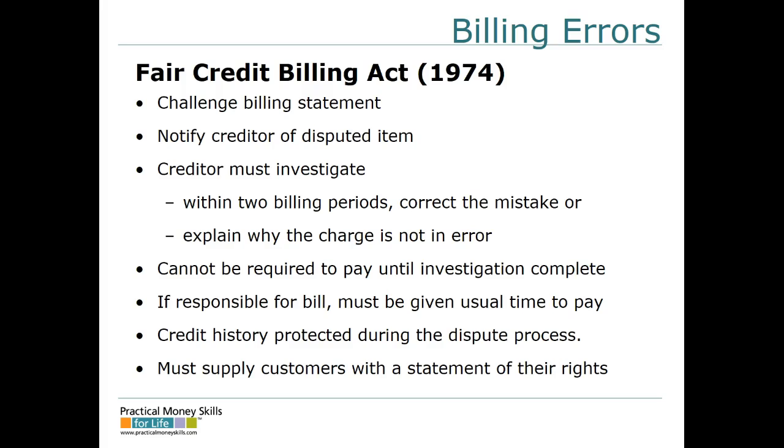Most of the time, if you don't get any satisfaction by doing this verbally on a phone, then you need to do this in writing. You must notify the creditor of a disputed item within 60 days. The creditor must investigate and within 2 billing periods either correct the mistake or explain why the charge is not in error. You cannot be billed for or forced to pay the disputed amount until the creditor has finished their investigation. If it is determined that you are responsible for the bill, you must be given the usual amount of time to pay for it.